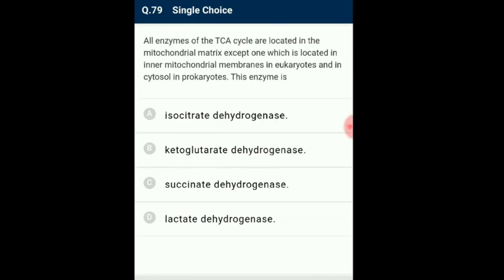Question number 79. All enzymes of TCA cycle are located in the mitochondrial matrix except one, which is located in the inner mitochondrial membrane in eukaryotes and in cytosol in prokaryotes. This enzyme is... TCA cycle enzymes are present in the mitochondrial matrix except succinate dehydrogenase. Succinate dehydrogenase enzyme is attached to the inner mitochondrial membrane. So the answer is option C, succinate dehydrogenase.